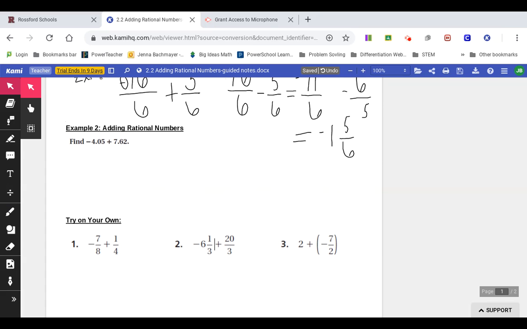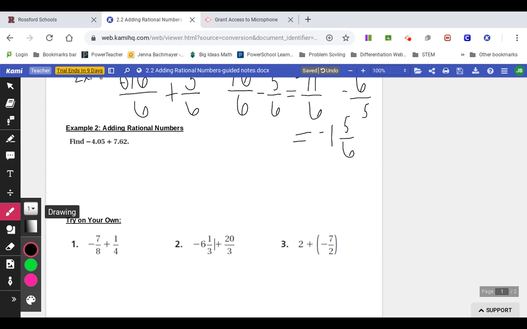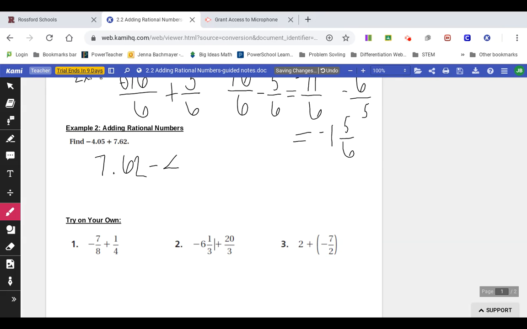I'm going to try adding rational numbers with decimals. So I have negative 4 and 5/100 plus 7 and 62/100. So once again, when I have one decimal that's positive and one that is negative, we're going to be subtracting. I always put the number that is greater first. So I'm going to do 7 and 62/100 minus 4 and 5/100. When I subtract decimals, I need to make sure I line up my decimals. So I'm going to do 7 and 62/100 minus 4 and 5/100.